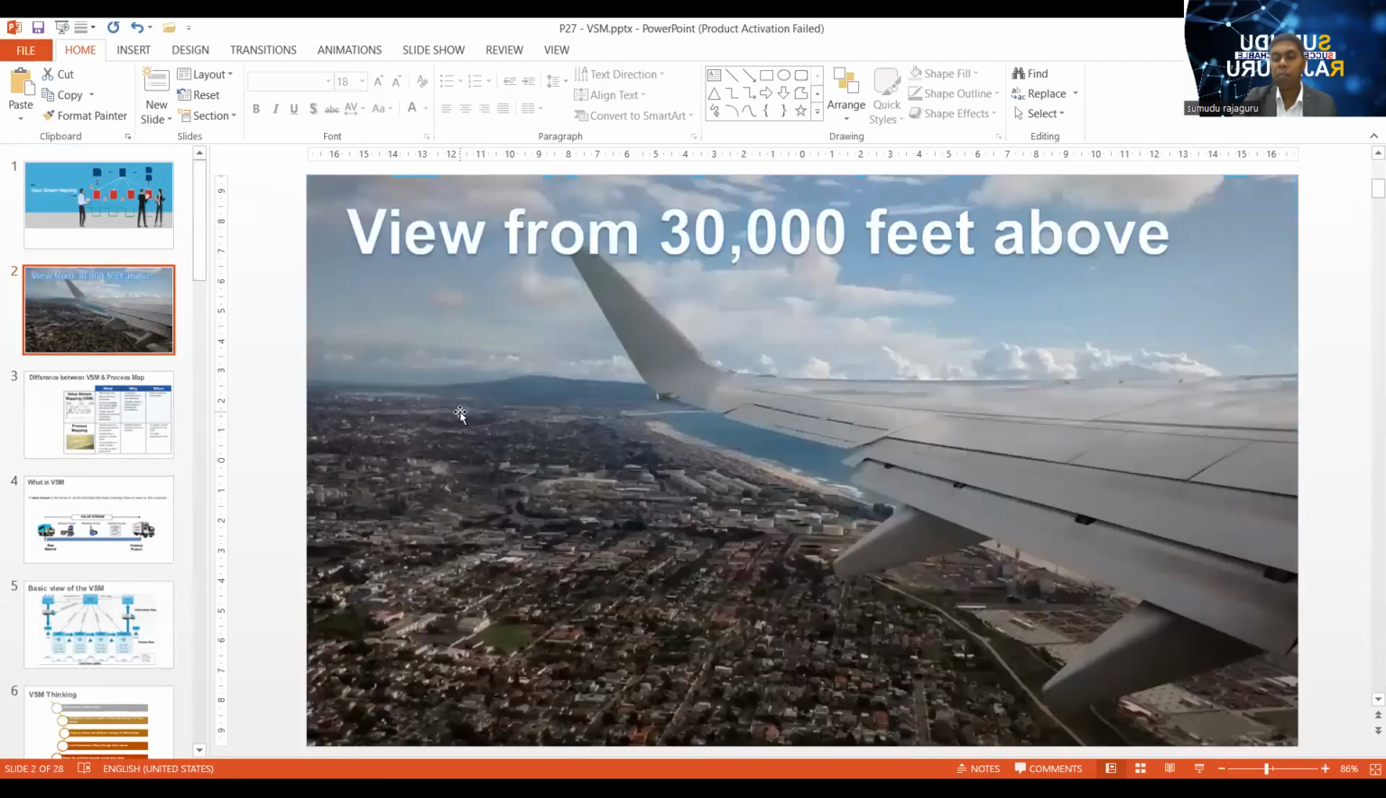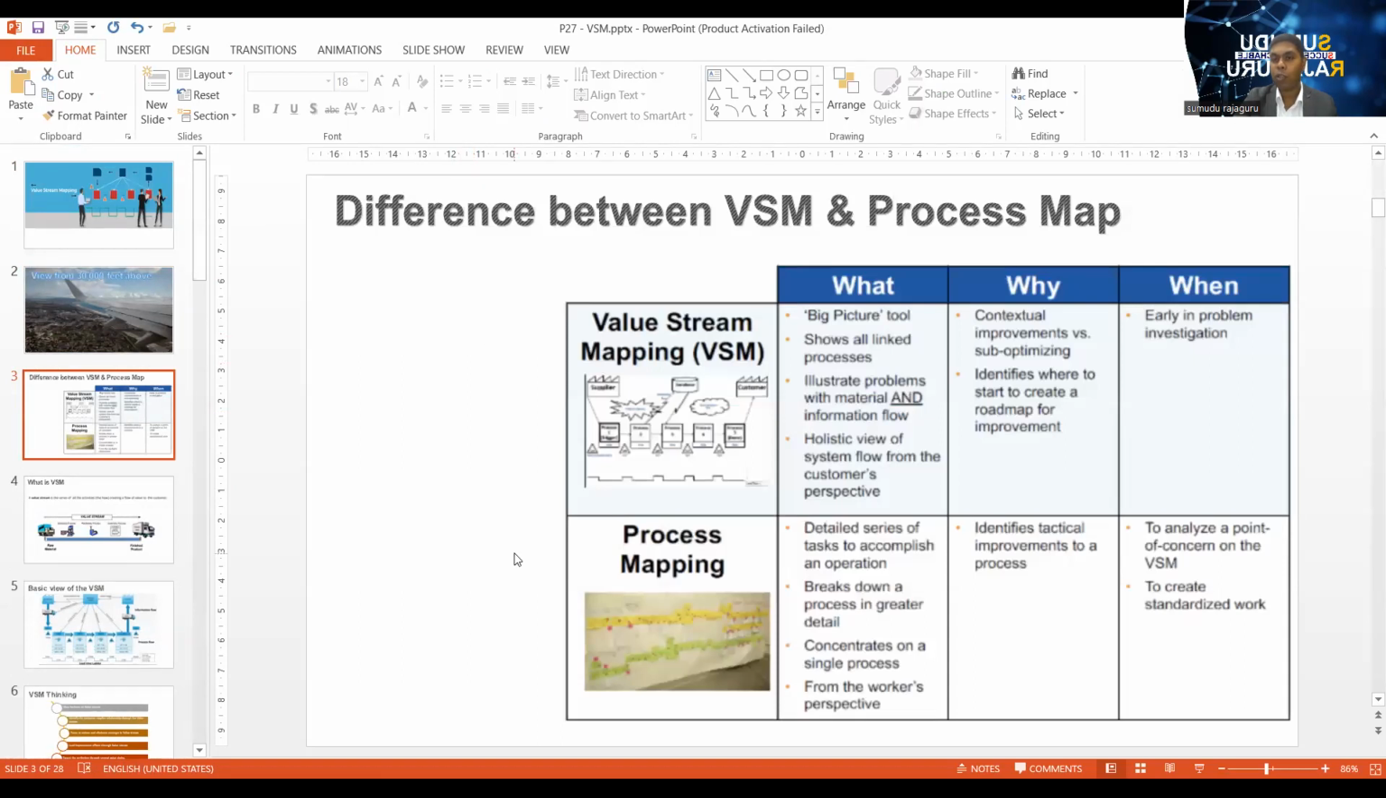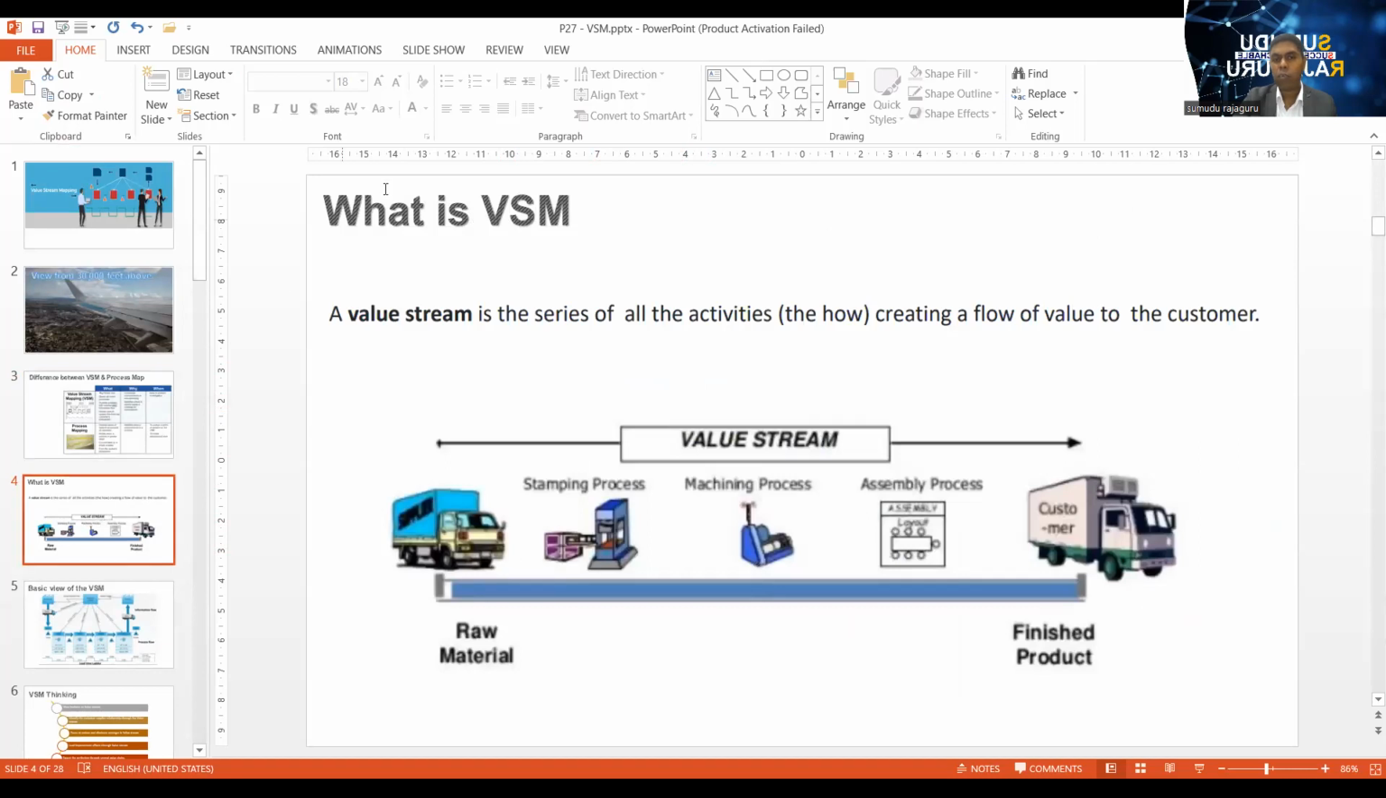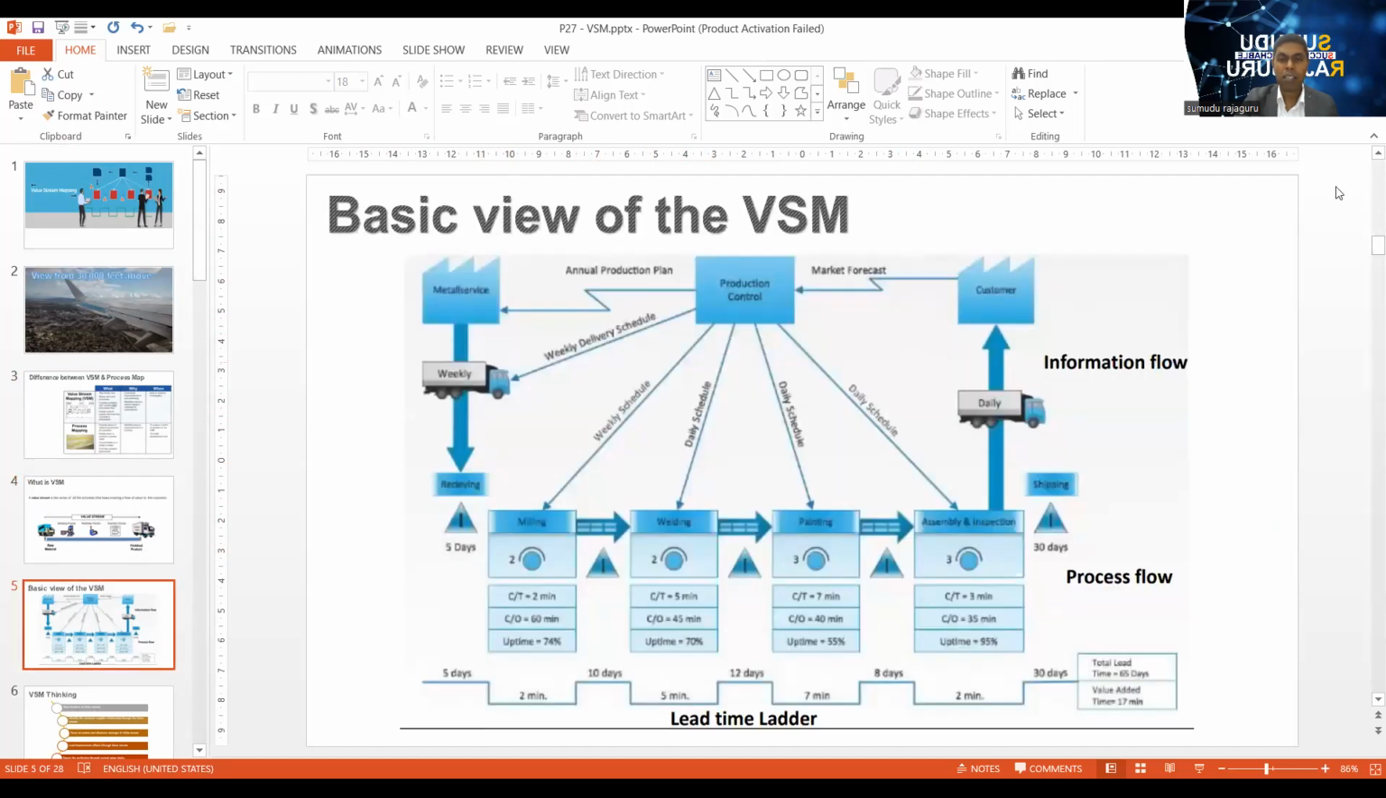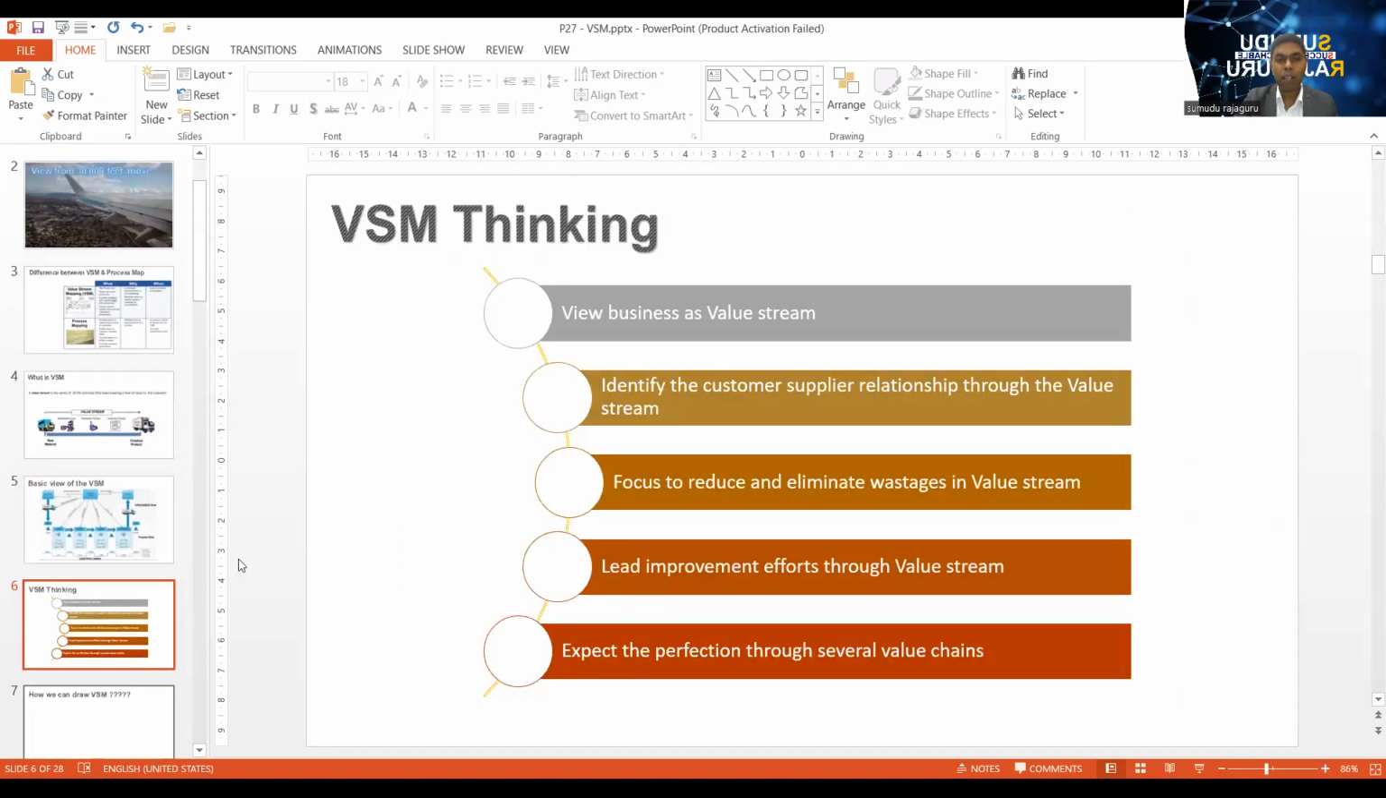Value stream map is macro level analysis. It's like when you see the earth from 30 feet above. So there is a difference between value stream mapping and process mapping. Process mapping is a micro level analysis. Value stream is a macro level analysis. Then what is meant by value stream map? Simply, value stream is the series of all the activities creating flow of value to the customer. So this is the simple view of value stream mapping. So this is the VSM thinking related thing.